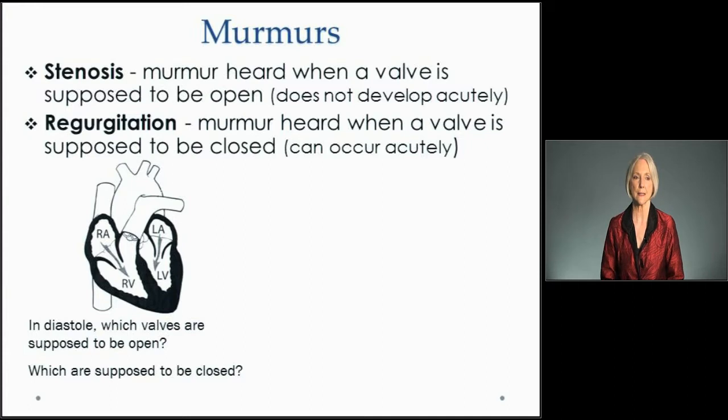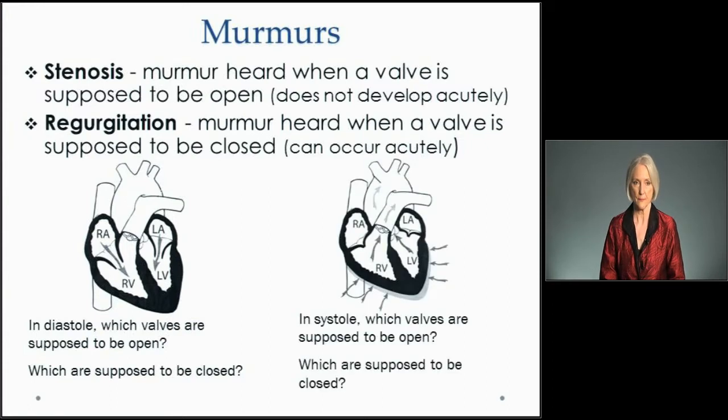So in diastole, the tricuspid and mitral valves need to be open, and the pulmonic and aortic valves need to be closed, because you don't want blood coming back into the ventricle from those great vessels. So in diastole, you expect your tricuspid and mitral valves to be open.